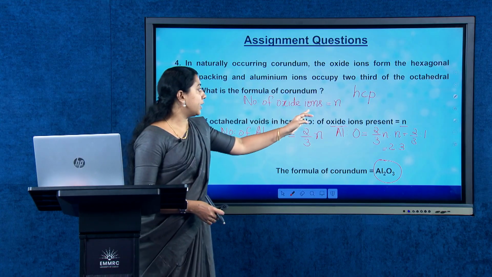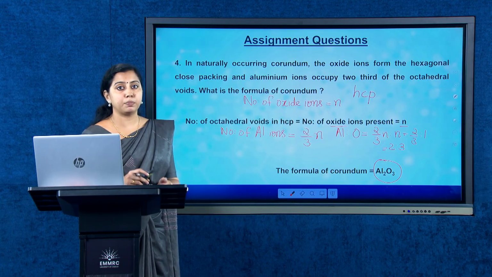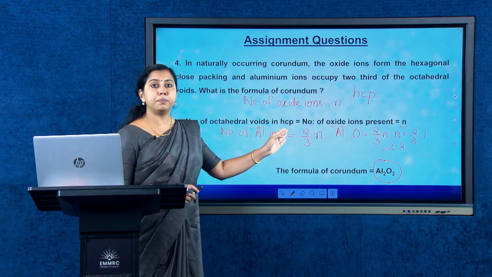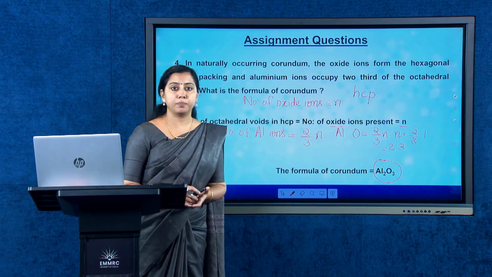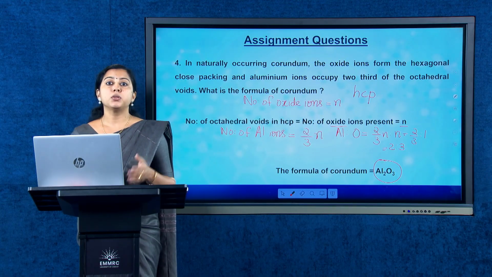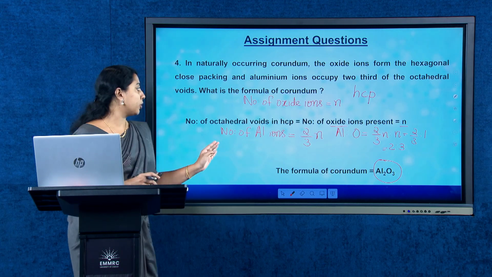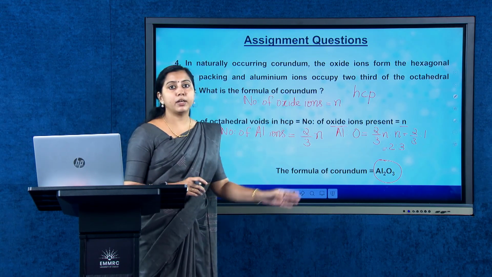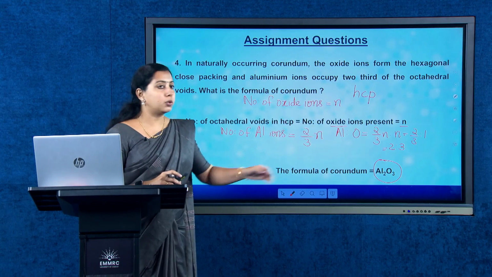If the number of oxide ions is N, and if it forms a HCP arrangement, we can see that the number of octahedral voids will be equal to the number of oxide ions. So both will be equal to N, and it is given that 2/3 of the octahedral voids are occupied by the aluminium ions. So the number of aluminium ions will be equal to 2/3 N. So the ratio will be 2/3 is to 1. So the formula will be Al2O3.